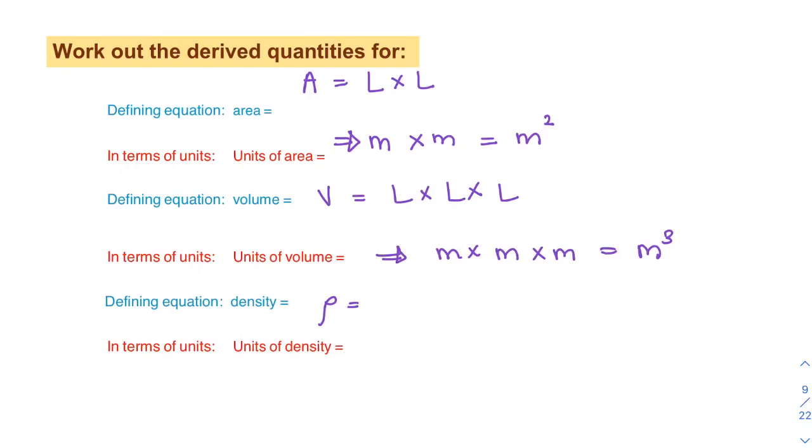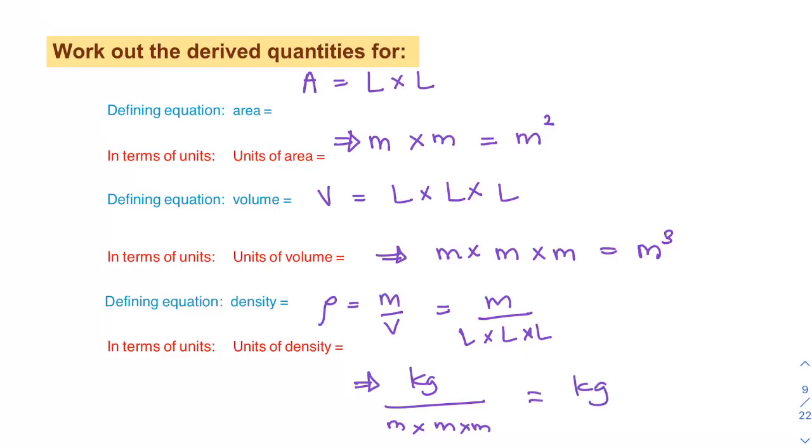For density, the common symbol used is rho, and the formula is mass over volume. Where volume is actually length times length times length. So in terms of units, it's kilogram over meter times meter times meter, which is kilogram per meter cubed.